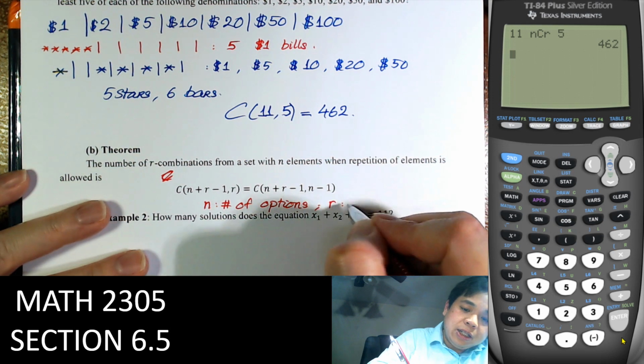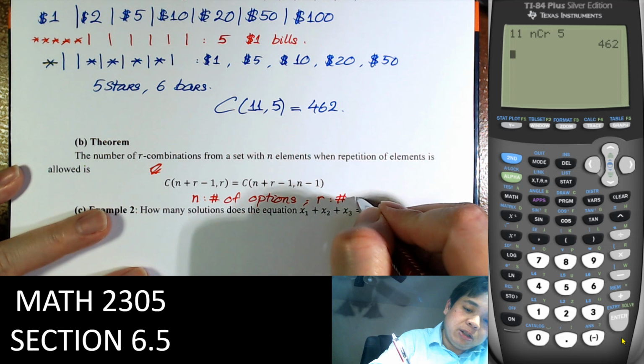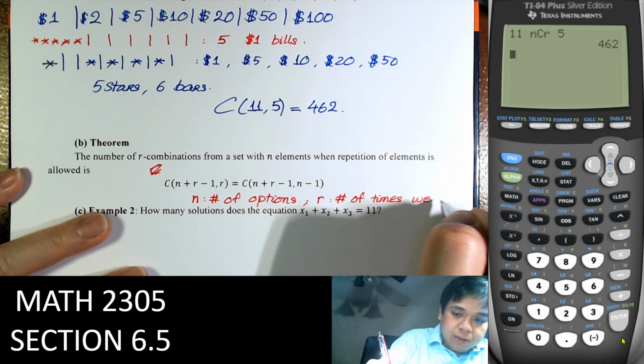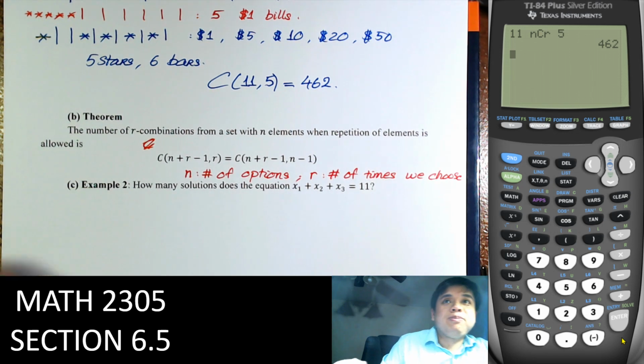R is the number we have to choose. Like in this case, we choose 5 bills. So r is the number of times we have to choose. So don't forget, there's a minus 1.